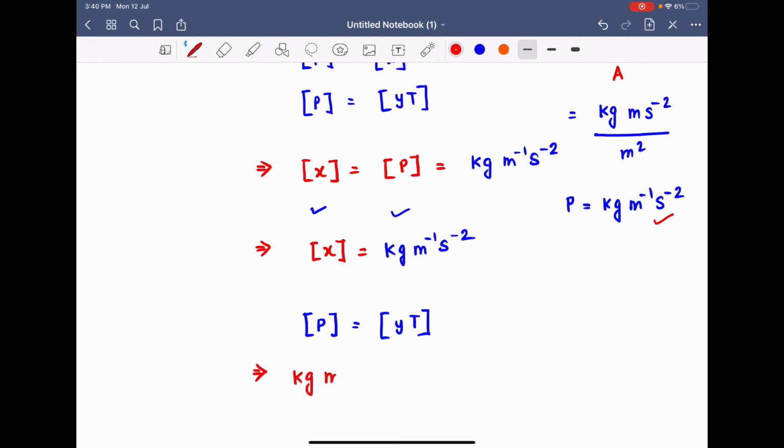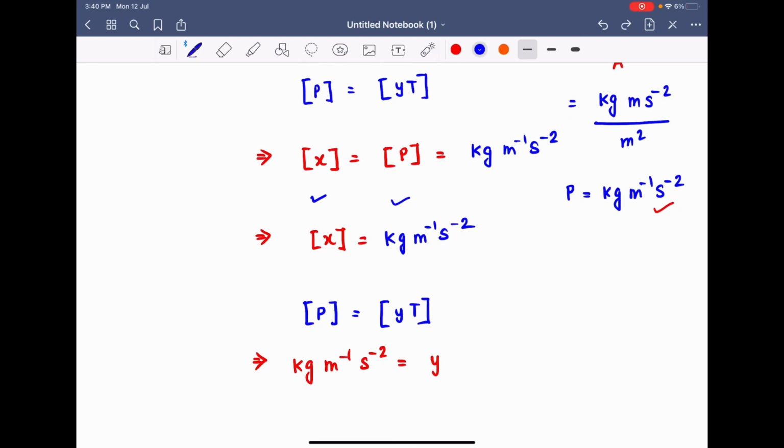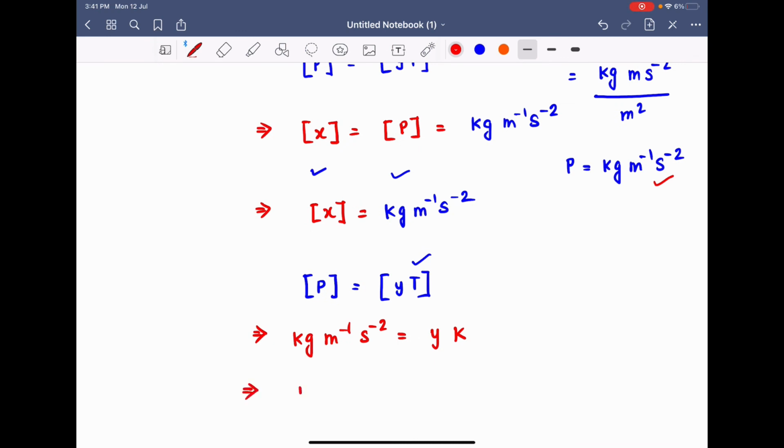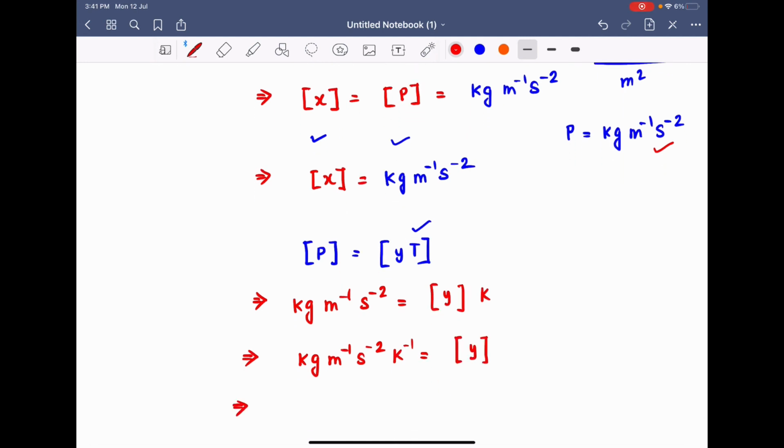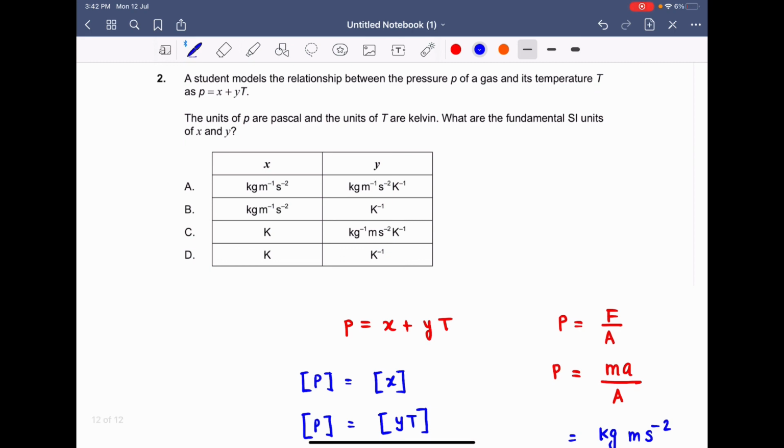So write kg meter minus 1 second minus 2 is equal to the fundamental unit of Y, which we don't know and need to find out, times the fundamental unit of temperature T, which is Kelvin. Taking the Kelvin to the other side, it becomes Kelvin minus 1, and this is equal to Y. So the fundamental unit of Y comes out to be kg meter minus 1 second minus 2 Kelvin inverse. So the correct option to question number 2 will be option A.